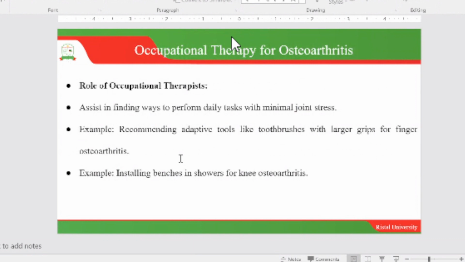So the occupational therapy for osteoarthritis, as we saw, this could be work related or in our work environment. So what is the role of occupational therapists?